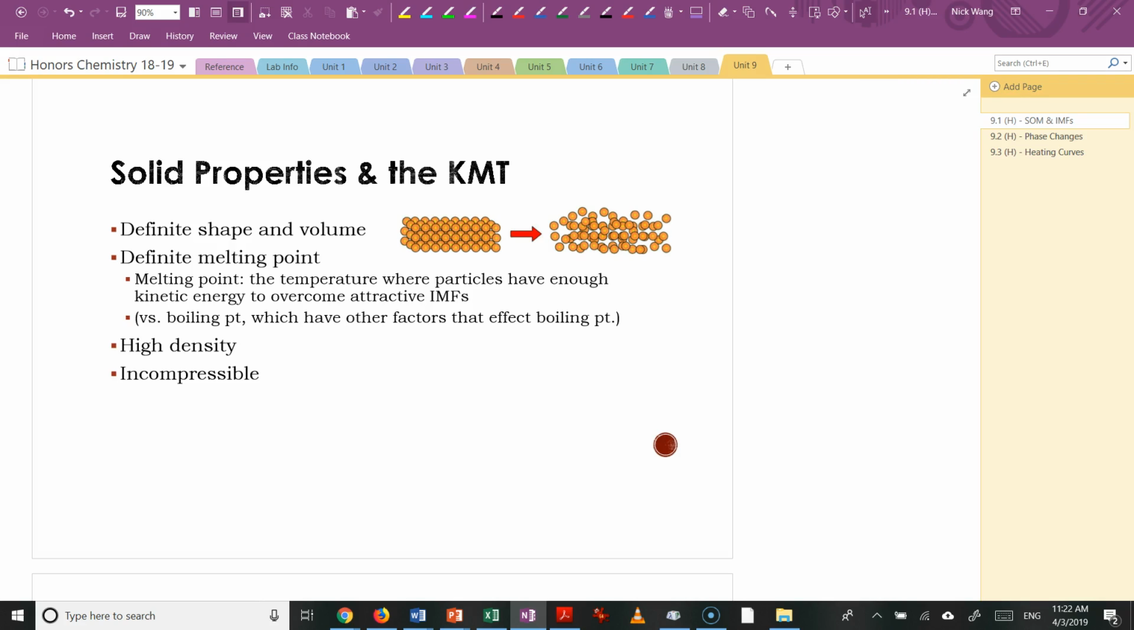Definite melting point. It's maybe a little unfamiliar because we haven't talked much about boiling and melting points, but there's a very defined specific temperature at which solids will melt. And that's not true for boiling point, and that's something we'll get to later on.